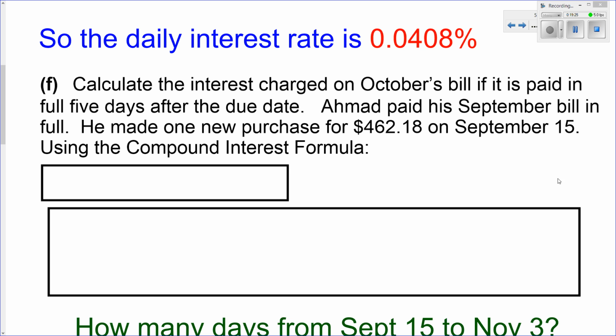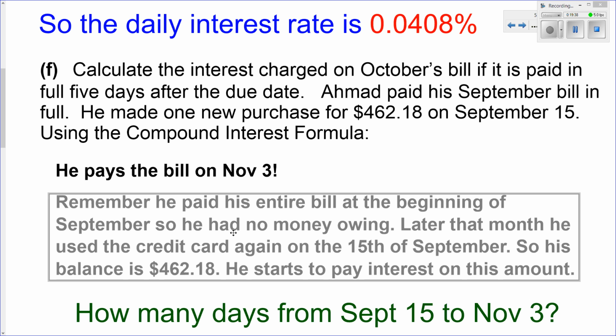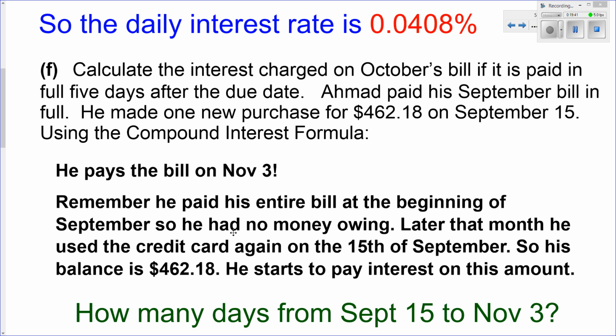Let's go over this formula. So remember, he pays the bill on November 3rd. Remember, he paid his entire bill at the beginning of September, so he had no money owing. Later that month, he decided to use his credit card again on the 15th of September. So his balance now is $462.18. So he immediately starts to pay interest on this amount if he misses his latest statement.